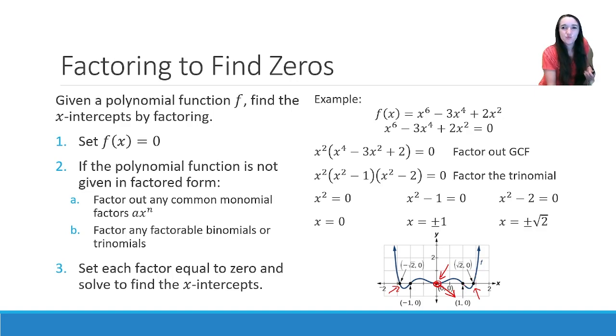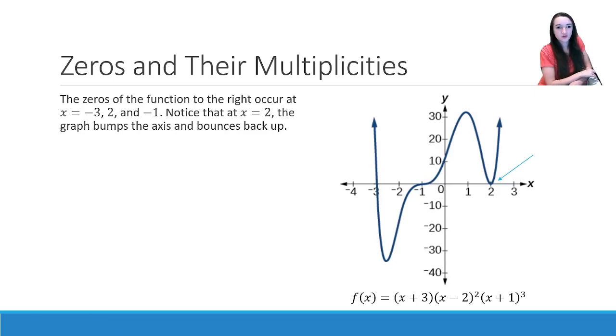But what's going on there, and how did I know to do that? Well, that is because of the multiplicity of 0. So, the zeros of the function to the right, a new picture, occur at x equals negative 3, x equals 2, and x equals negative 1. So, these 3 points, right?